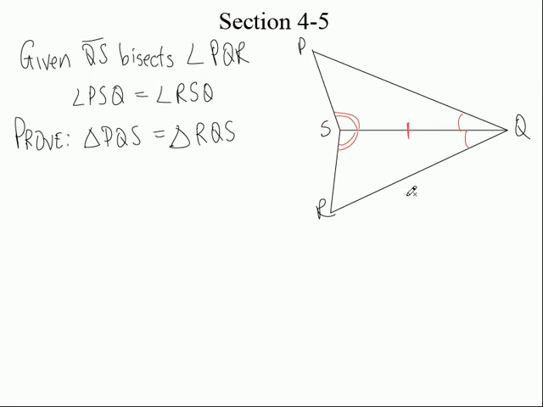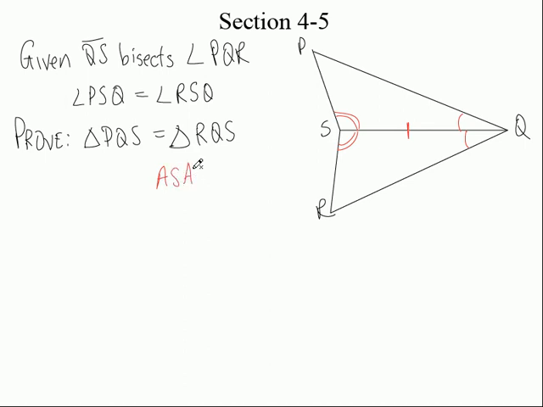Remember, SQ is shared by both those triangles, isn't it? SQ is in this top triangle right here, and SQ is also in this bottom triangle. You see it? So even though it's the same side, it's still a side on one triangle and a side on another triangle. So I can say they're equal to each other. Now look, I've got an angle, an included side, and another angle. So are these triangles congruent to each other? Yes, they are. For what reason? Angle side angle.